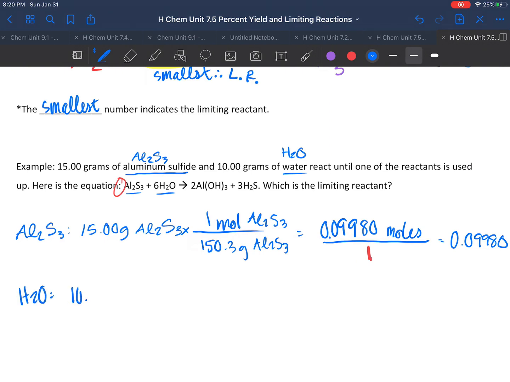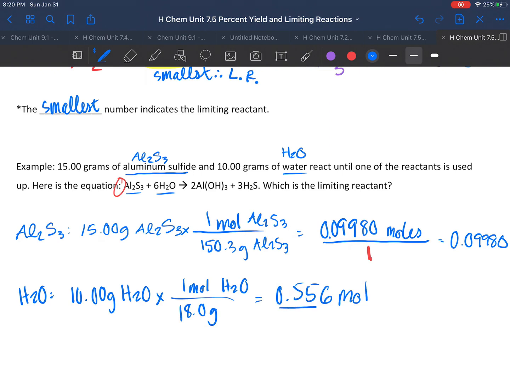Then if we were to do the same for water, we have 10 grams of H2O. Its molar mass is 18 grams per 1 mole. That gives us a value of 0.556 moles. We're going to divide that by 6 because of its coefficient. That gives us 0.0927. So water actually ends up being our limiting reactant because it is smaller. So I'm writing smaller, therefore limiting reactant.